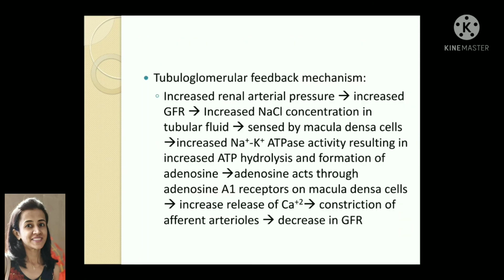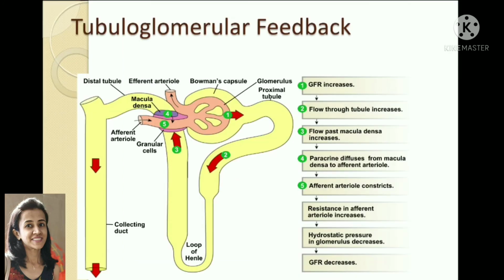Tubuloglomerular feedback mechanism. With increased renal arterial pressure, GFR increases and sodium chloride concentration in the tubular fluid increases, and this is sensed by macula densa cells. When sodium chloride concentration increases in macula densa cells, there is increased sodium potassium ATPase activity, which results in increased ATP hydrolysis, and because of hydrolysis of ATP, adenosine is formed. This adenosine acts through adenosine A1 receptors and increases release of calcium ions, and these calcium ions cause constriction of afferent arterioles, and therefore GFR decreases.